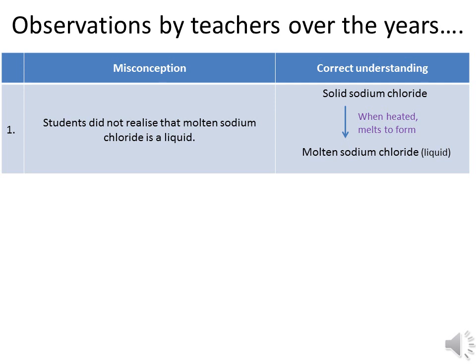Now, I would like to draw your attention to observations made by the teachers of students' mistakes. First mistake. Students do not realize that molten sodium chloride is a liquid. Molten, what does it mean? It just means that the solid substance has been melted to form molten state. Molten state is the same as liquid state.